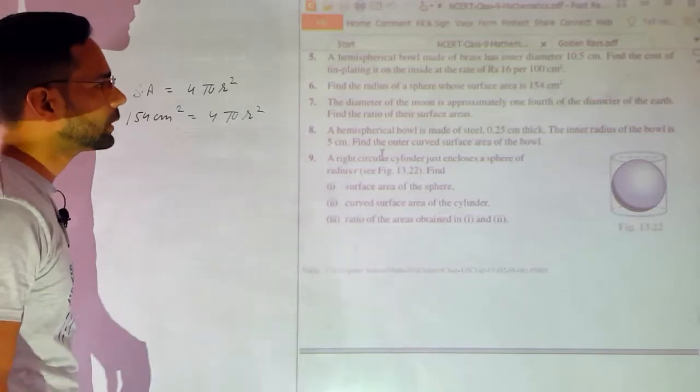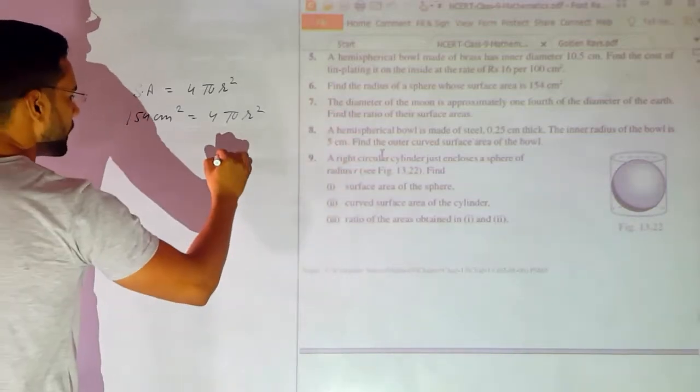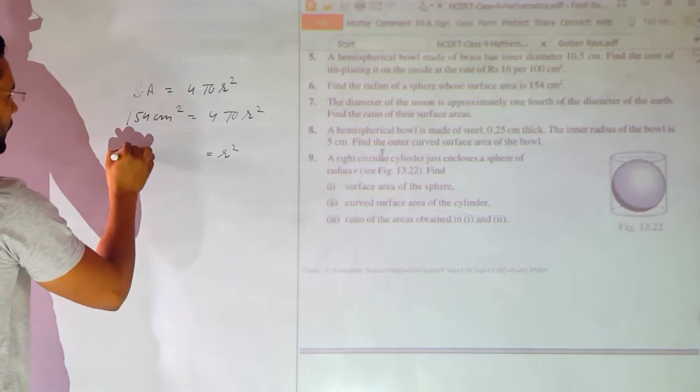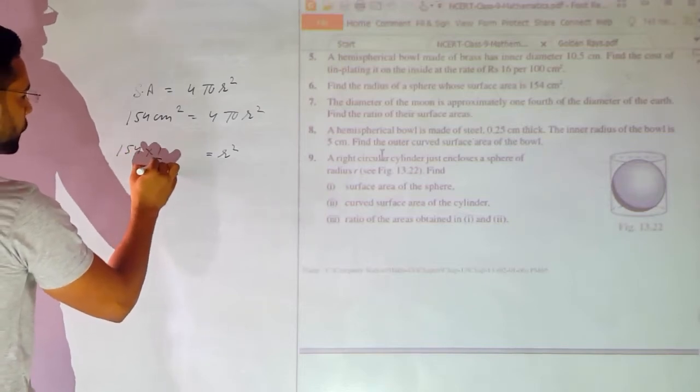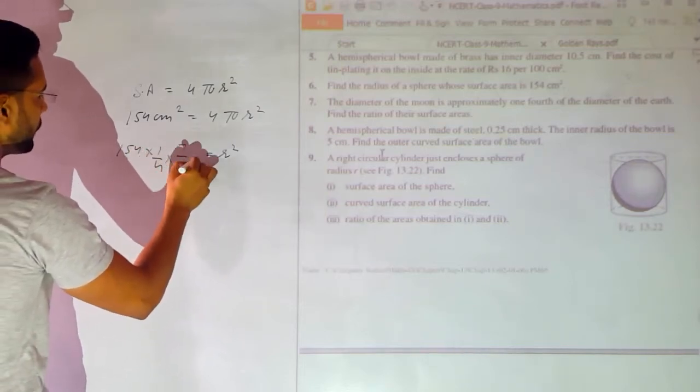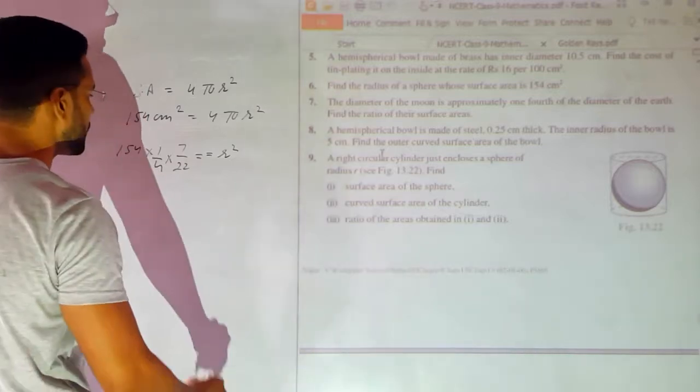Now you have to find out what? The radius. Radius is 154 times 7 upon 22 times 4, that is your answer.